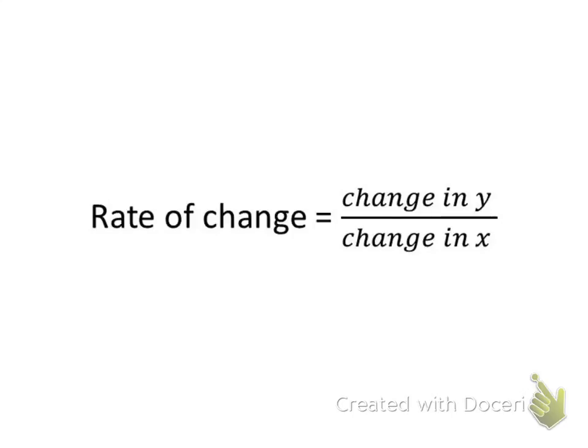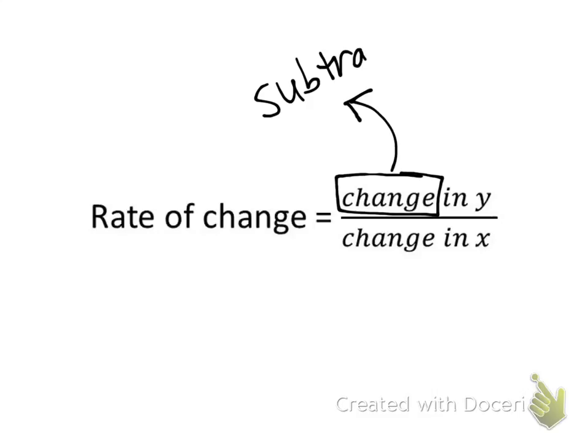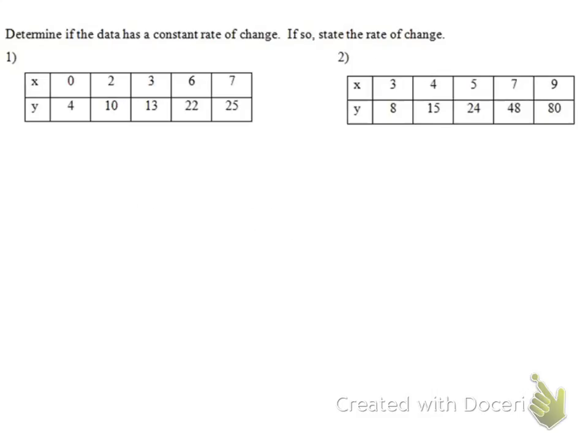How do you find the change? What math operation gives us change? Some people call it the difference. What is that? Subtraction. So you're actually going to subtract your y's on top. You're going to subtract your x's on the bottom. That will give you your rate of change. All right, so the first thing you want to do in your notes is copy these down just how you see them.